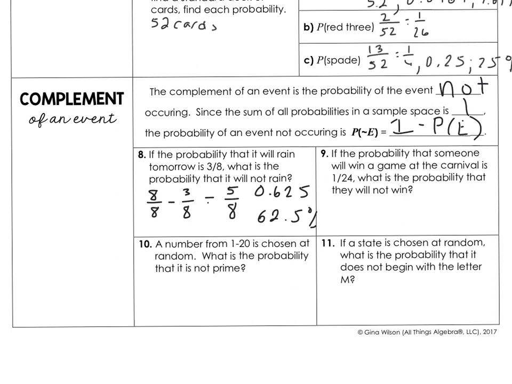Right? Number 9, if the probability that someone will win a game at the carnival is 1/24, what's the probability that they will not win? So there's 24 out of 24 chances. We're going to take away that 1 chance that they would win, leaving them with a 23 out of 24 chance that they will not win. Or in other words, this ends up being 0.958, rounded, or about a 96% chance that you would not win.